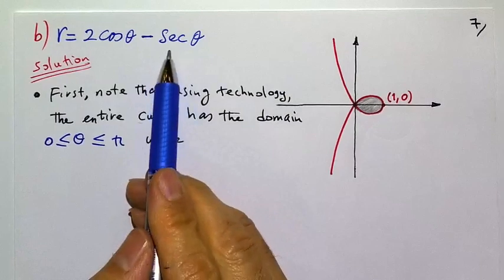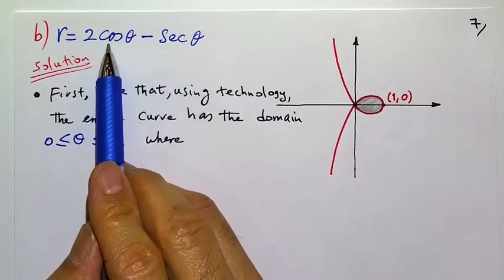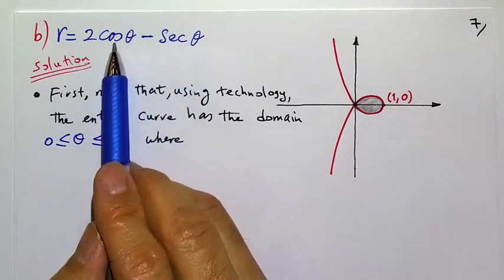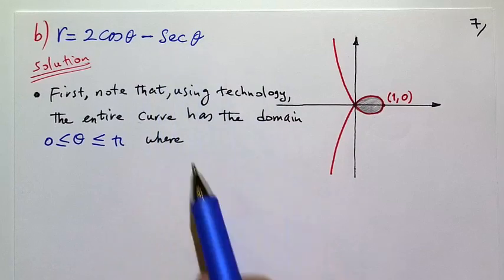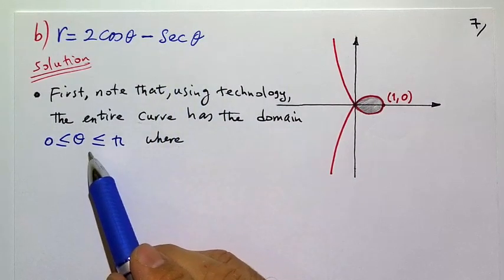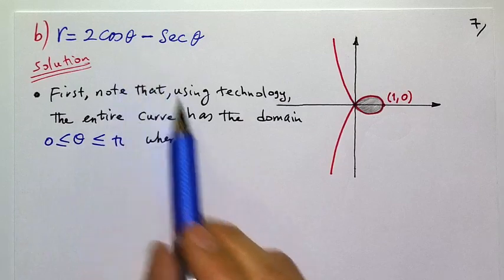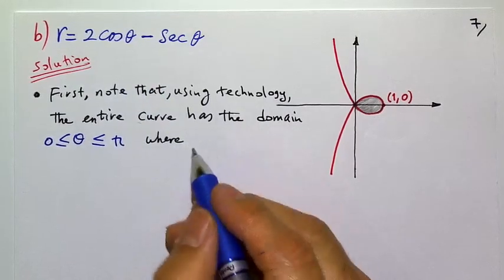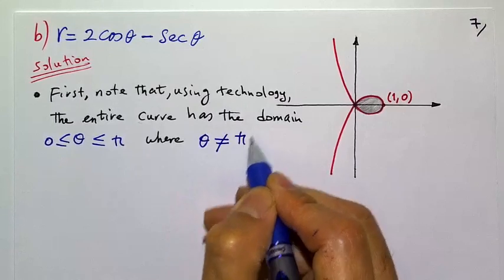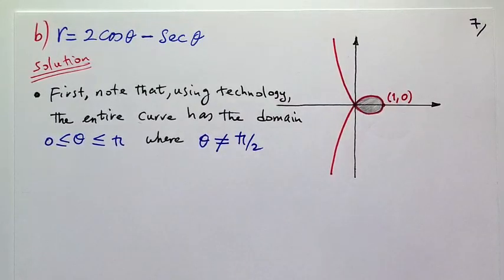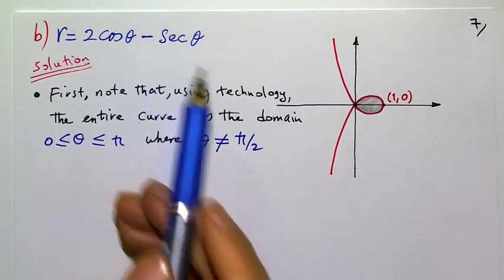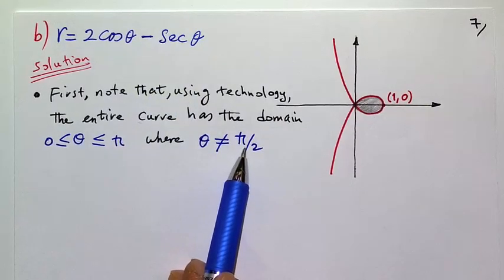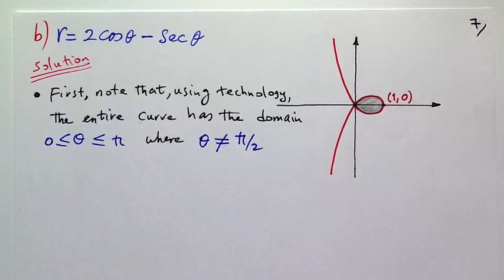where of course because of this term, because this is the reciprocal of the cosine, 1 over cosine, we can't have theta being equal to pi over 2. So this is the domain, and the only exception is where theta is not equal to pi over 2. Okay, because of that term. It's going to be undefined, since this is 1 over cosine theta. And cosine theta would be 0 at pi over 2, so we can't have that in this interval. Okay.